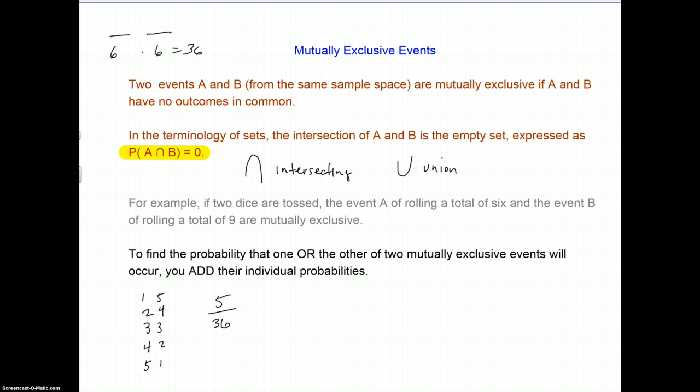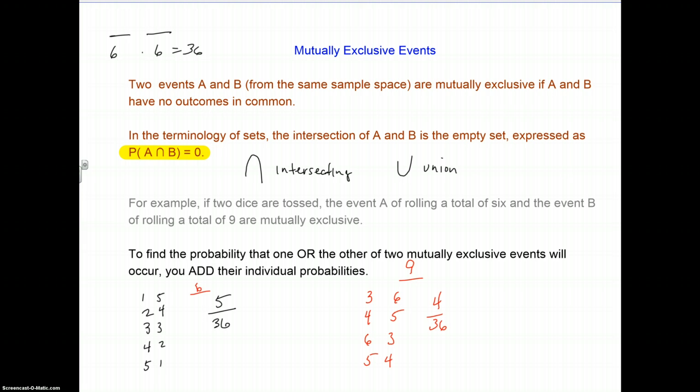The probability of rolling a 9, let's change colors here, that would have to be a 3 and a 6, a 4 and a 5, a 6 and a 3, and then a 5 and a 4. So it would be 4 out of 36. This would be for rolling a 9. This would be for rolling a total of 6.